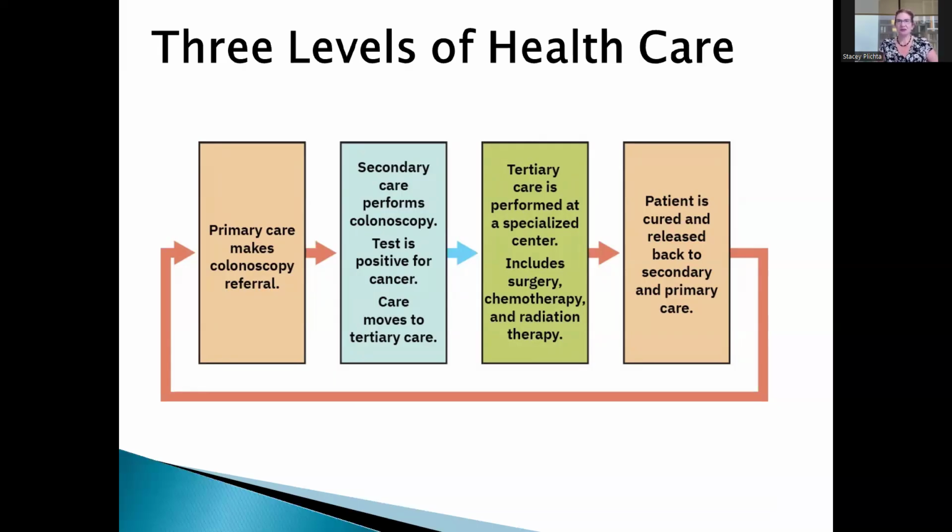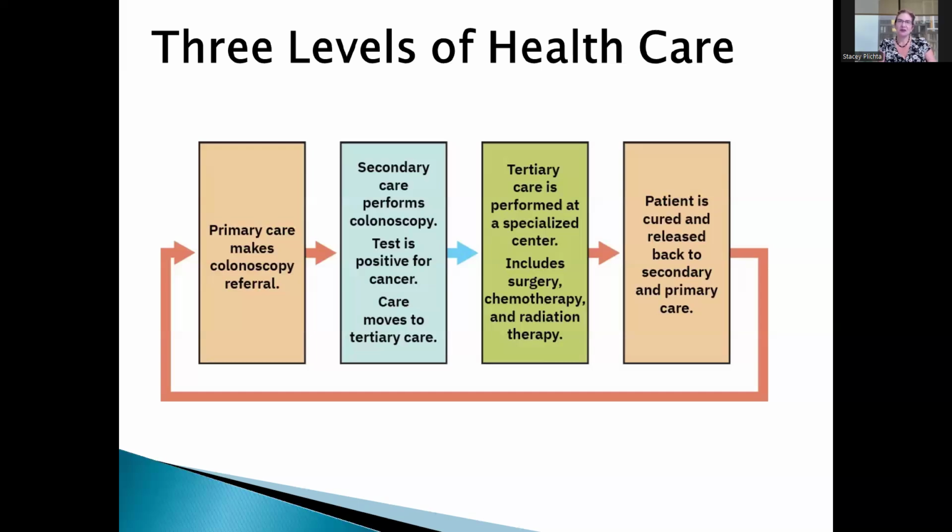If the test is positive for cancer, the patient then moves along to tertiary care. So the tertiary care for colon cancer is going to be at a specialized center. It might be at a hospital center, it might be at a cancer center, but it's likely going to involve surgery, chemotherapy, and radiation therapy. After these therapies are over, the patient will be released and sent back to their gastroenterologist for long-term monitoring and to their primary care physician.